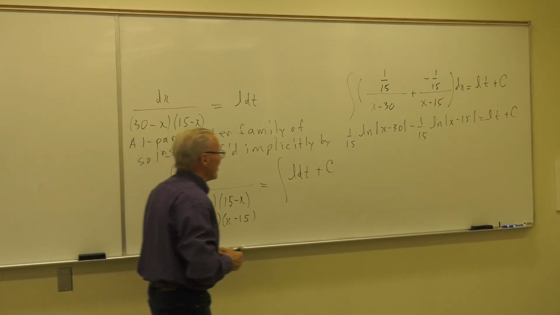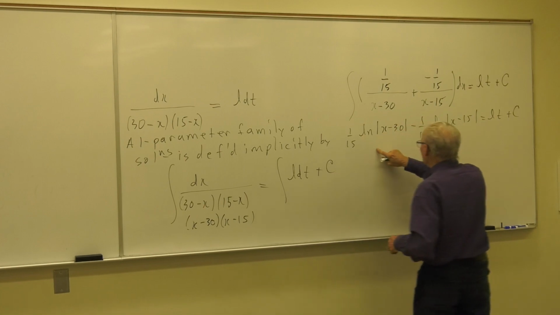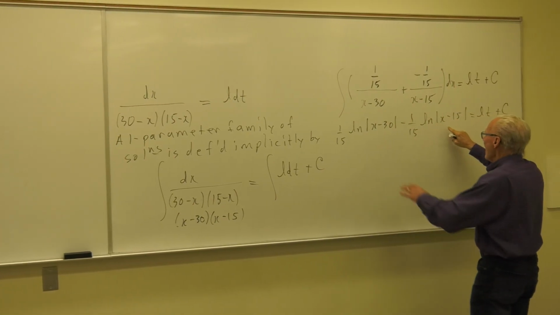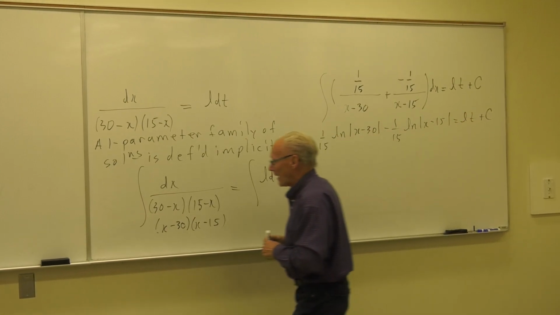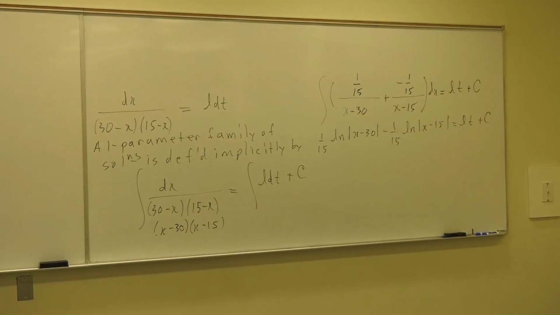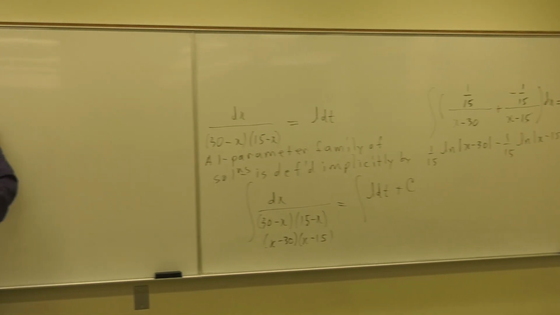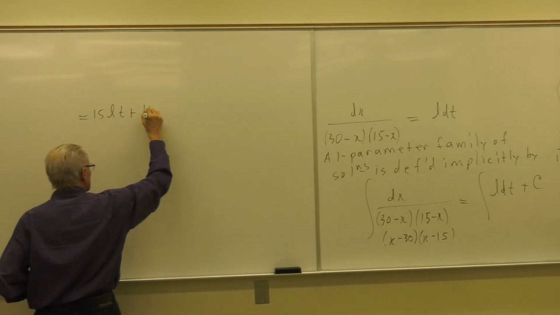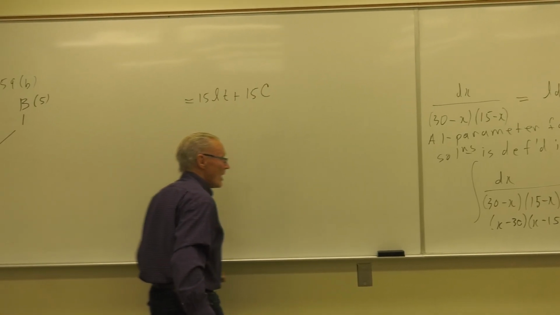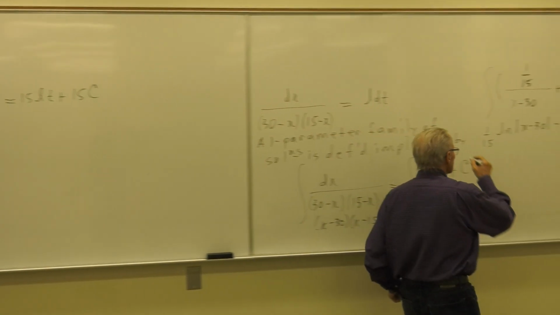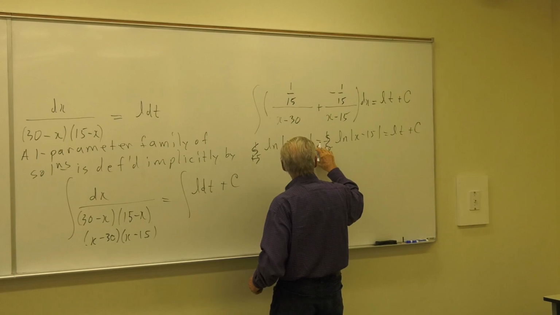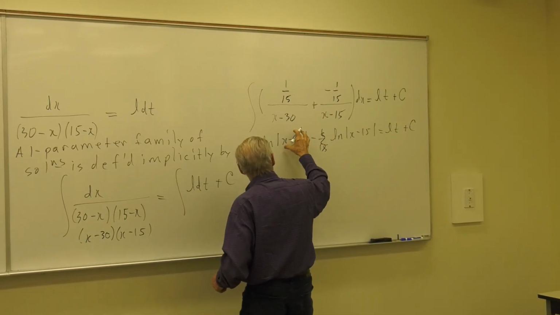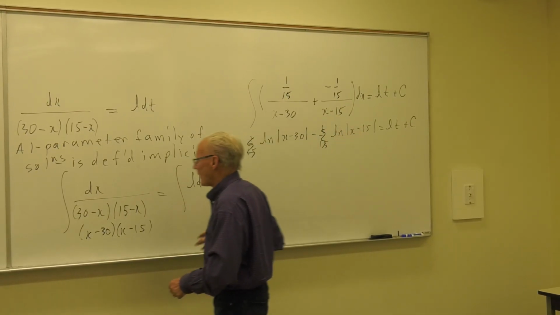So first thing to solve, I think I would multiply by 15 and then bring the logarithms together. So the 15 up there equals 15 LT and 15 C. The logarithms, so that's gone and that's gone. The log of somebody minus the log of somebody is the log of this guy divided by that guy.